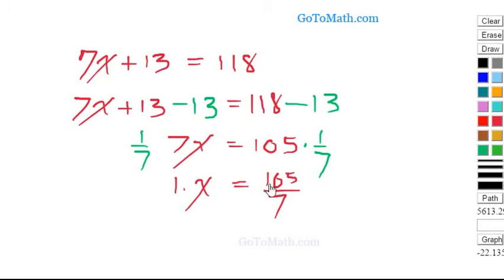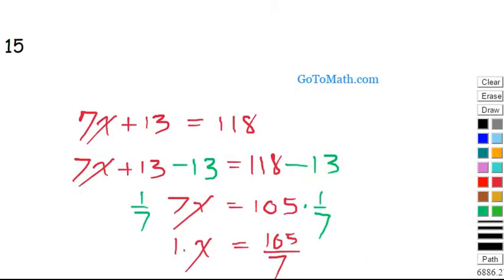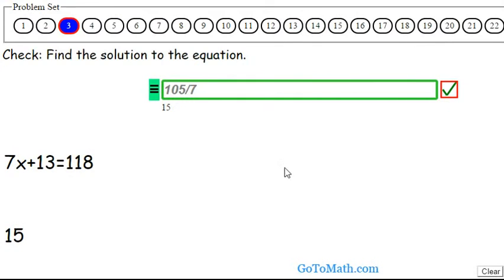Anyway, it looks like that's as far as we can simplify that fraction down. So it looks like our solution is 105 over 7. I don't know what I'm thinking. That actually can be reduced down to 15. 7 times 5 is 35. Yeah, 105.